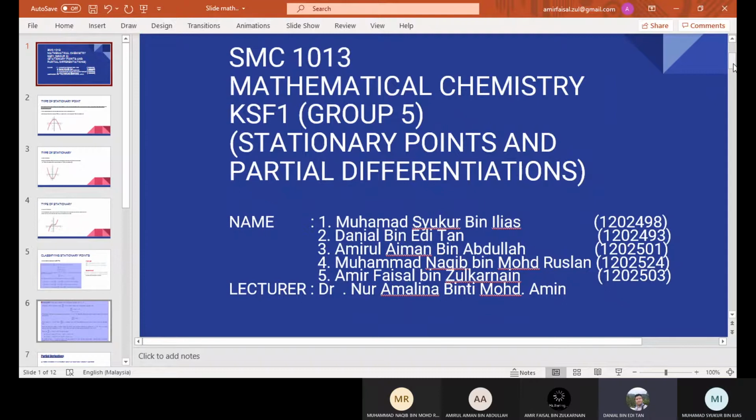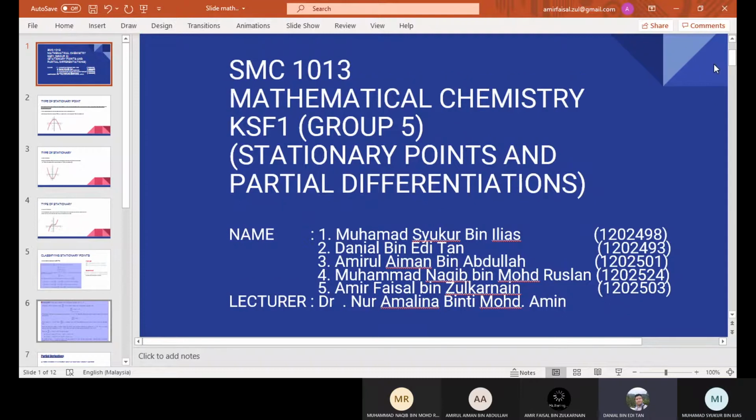Bismillahirrahmanirrahim. Assalamualaikum warahmatullahi wabarakatuh. Today our group will present a topic in mathematical chemistry, that is stationary points and partial differentiations. Before we start, let me introduce our members first.